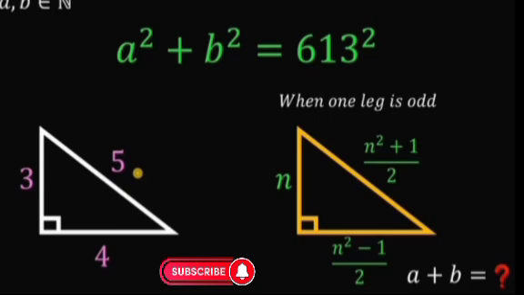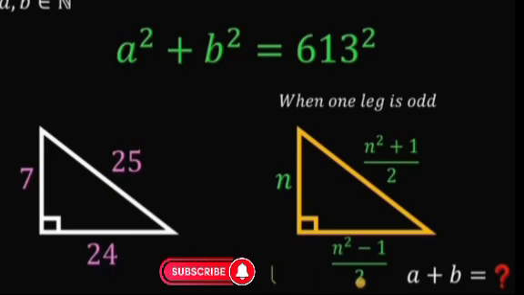Now, another example, if n is 7, why not? So the other leg is 7 squared minus 1 over 2. We have 49 minus 1 is 48, divided by 2 is 24. And the hypotenuse, 7 squared is 49 plus 1, 50, divided by 2 equals 25. So we have a Pythagorean triple, 7, 24, 25.